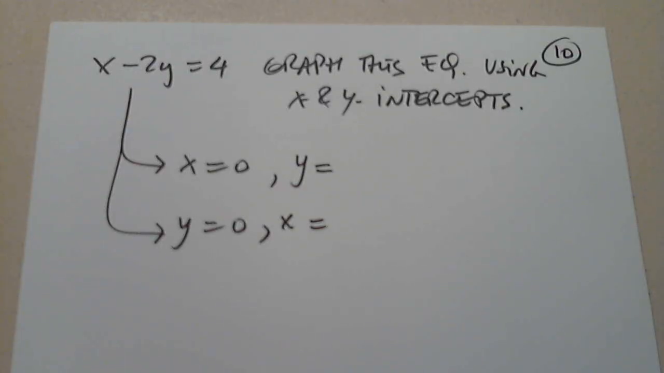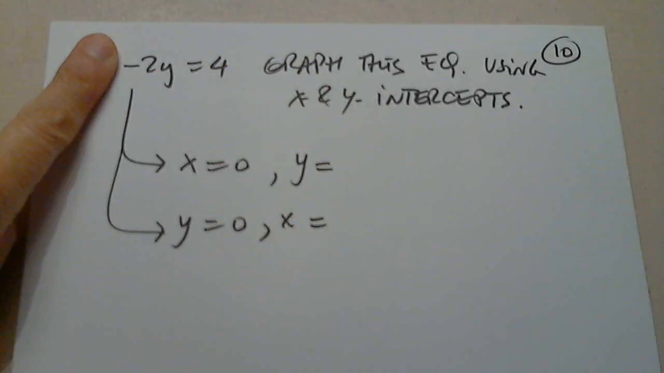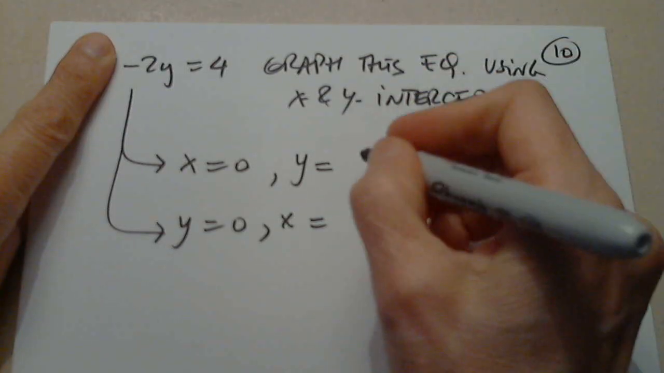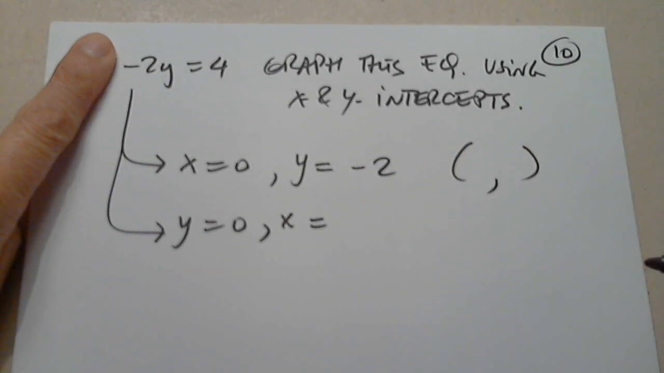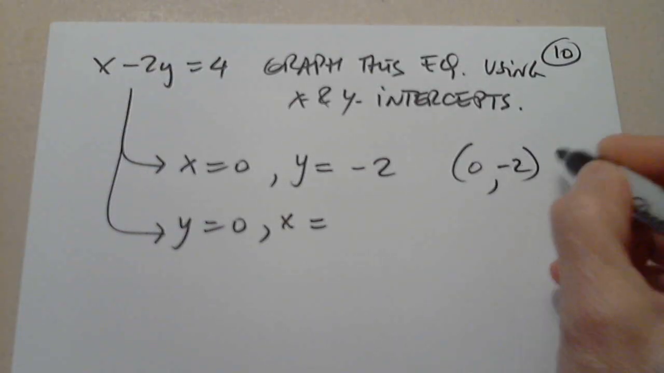Here's how we do it. Please pay attention for a second. When x is 0, I cover it up. Can anyone determine y for us? Y equals? -2. Very good. Can anyone give us the ordered pair? 0, -2. Very good. Excellent.